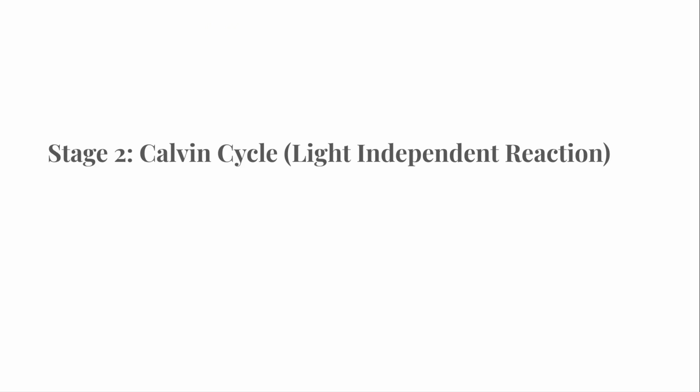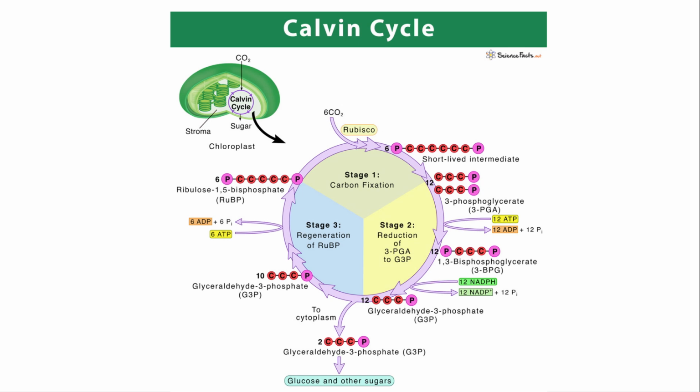Alright, now we go into stage 2, which is the Calvin cycle, or the light independent reaction. The Calvin cycle is where carbon dioxide in its inorganic form becomes converted into an organic molecule like glucose. And to do that, it is going to use the energy of ATP and NADPH that was generated during the first part of this photosynthesis pathway.